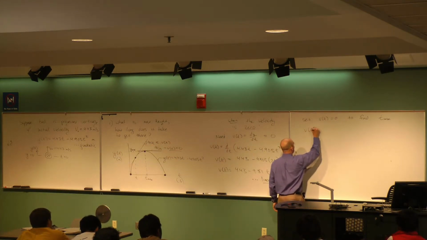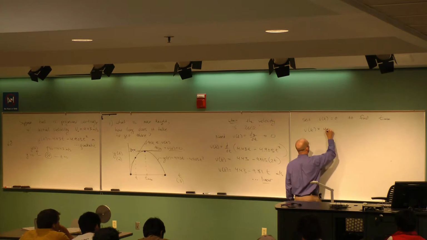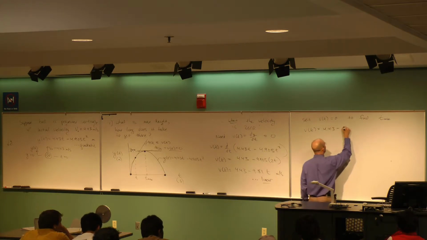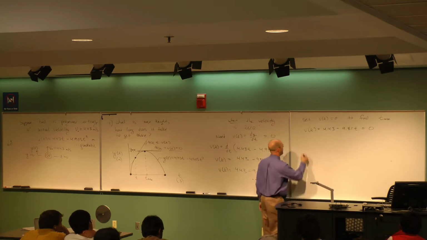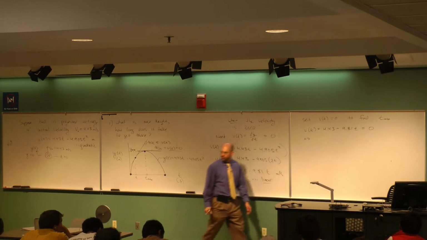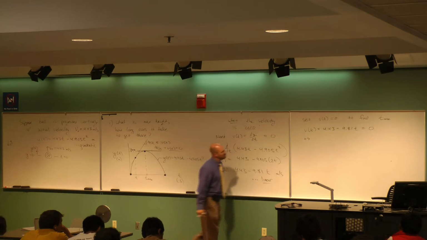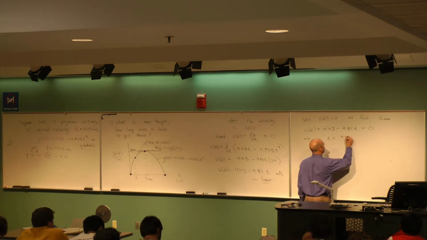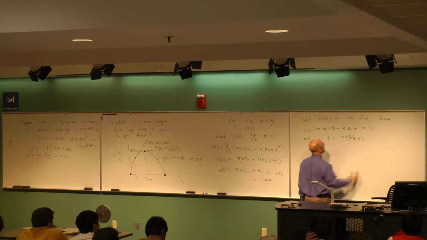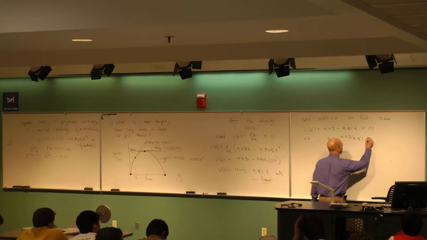So v of t, I just solved for it. It's 4.43 minus 9.81 t, and that's equal to 0. Solving for this will give me exactly one value of time where this is true. Somebody crank this out for me. T is going to be what? 4.43 divided by 9.81, right? And that is what?